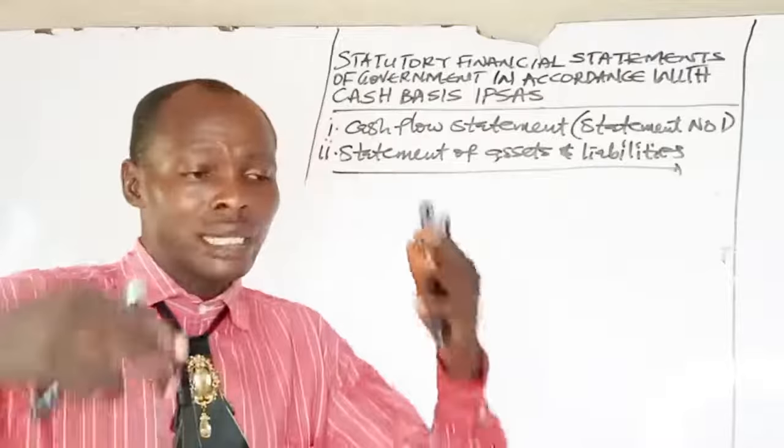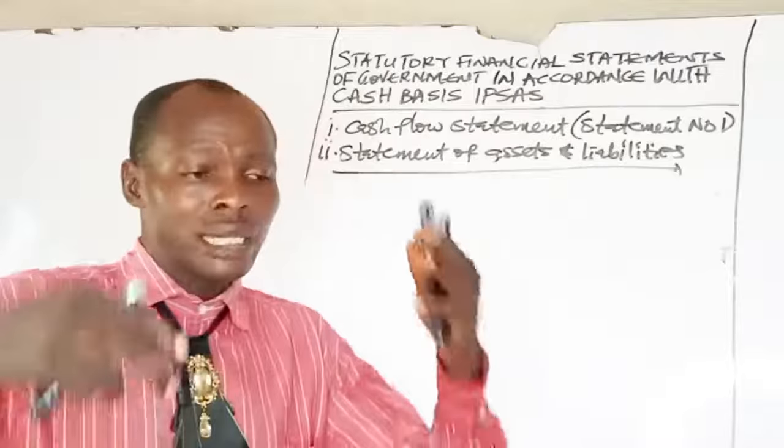I want you to know that the comparative figure for the previous year must be placed side by side with that of the current period. That is the statement of assets and liabilities.